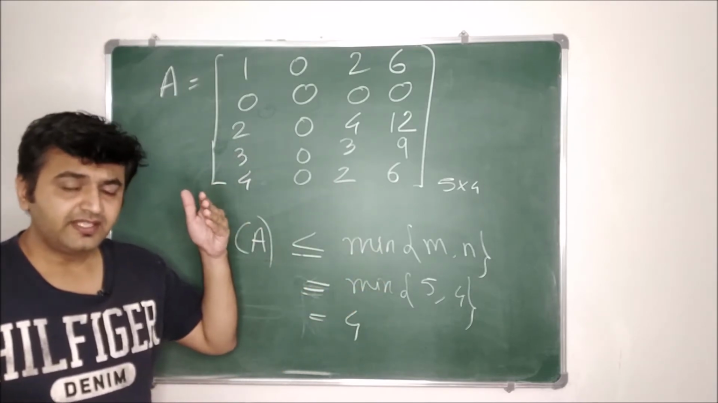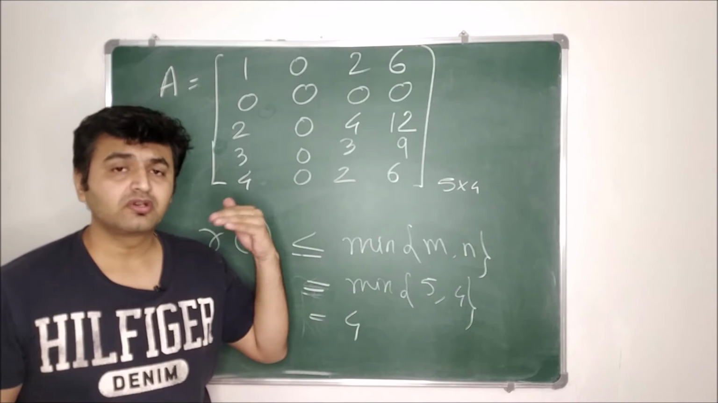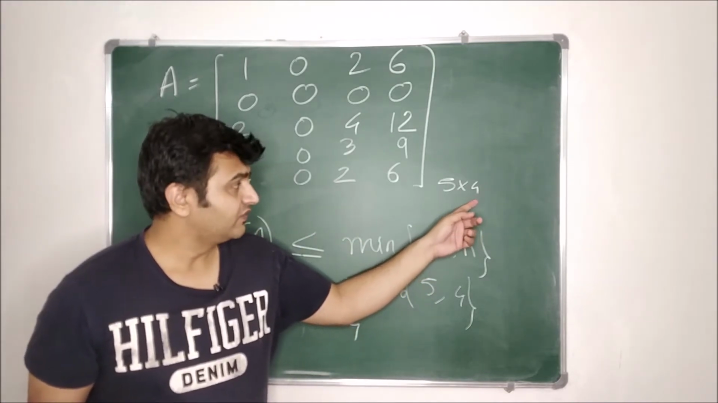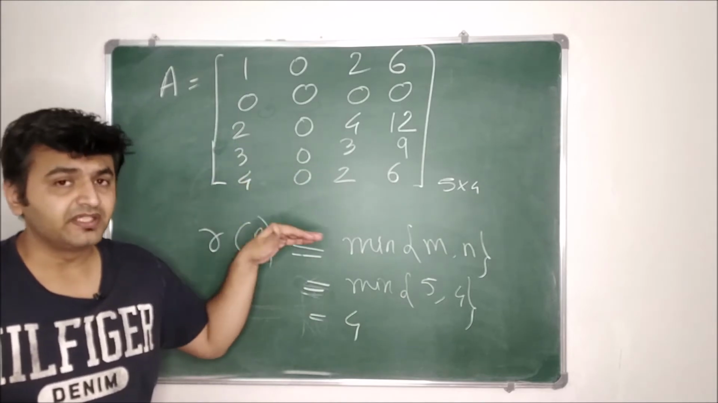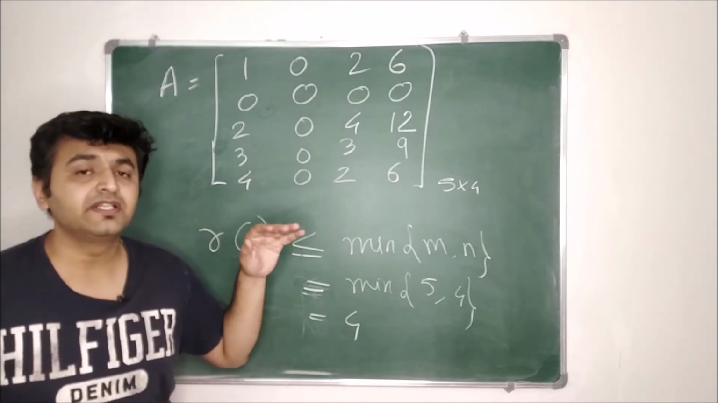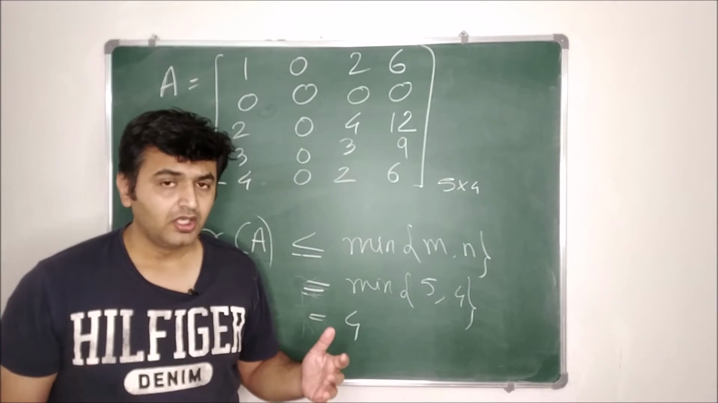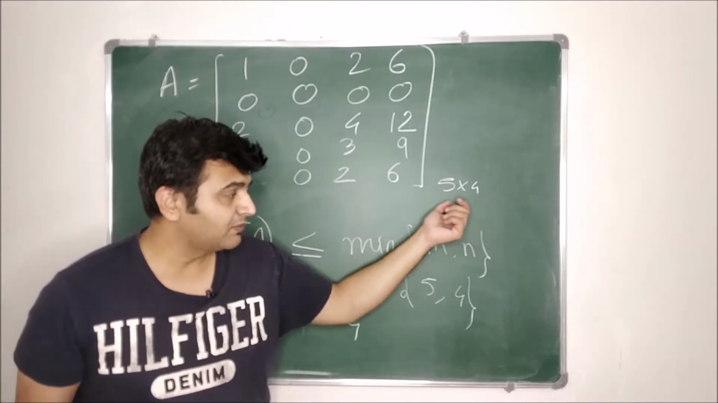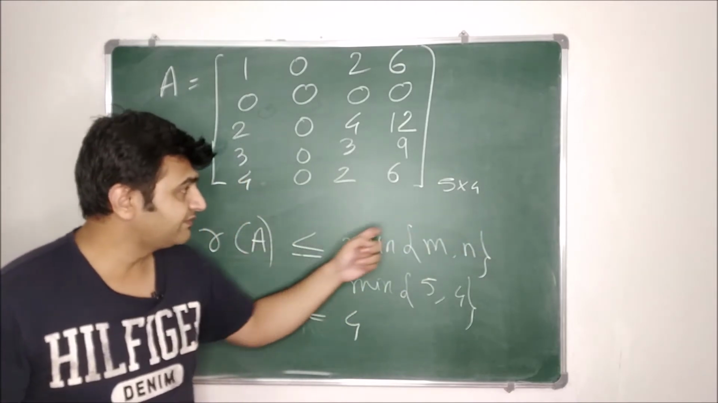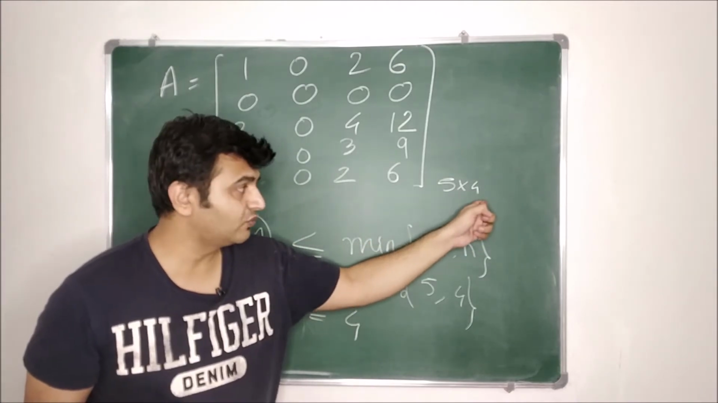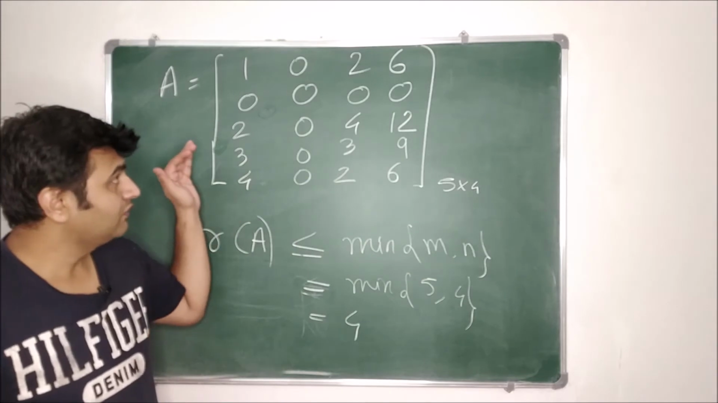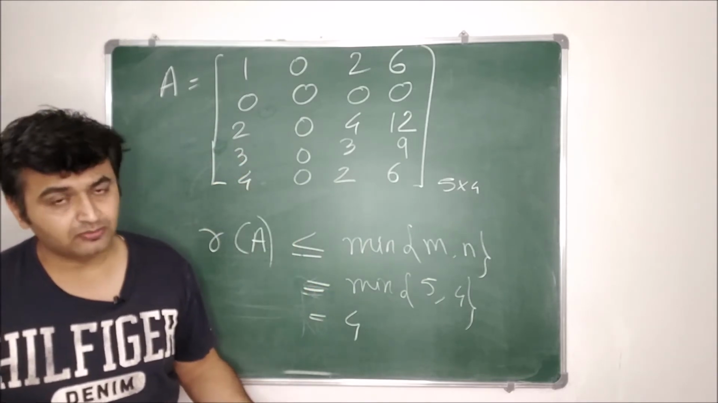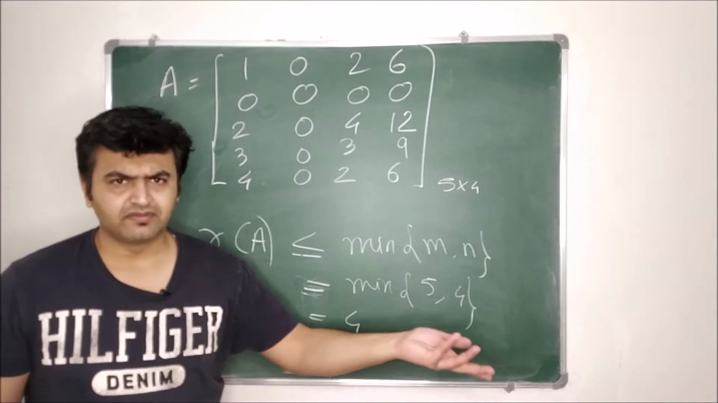Because what is rank? Number of linearly independent rows or number of linearly independent columns. Now I have only 4 columns, so obviously I can't have 5 linearly independent rows. Number of linearly independent rows will also be less than or equal to 4, because that is equal to the number of linearly independent columns. So your rank will always be less than or equal to the minimum of m and n. So the minimum is 4, so either you will have 4 rows and 4 columns as linearly independent, or 3 rows and 3 columns independent, or 2 rows and 2 columns.